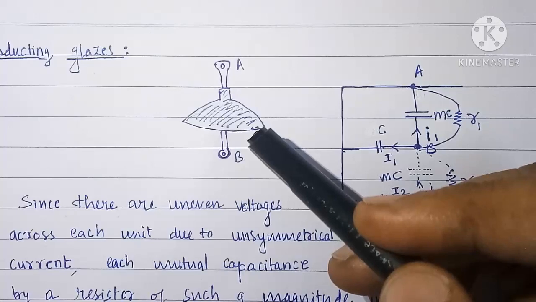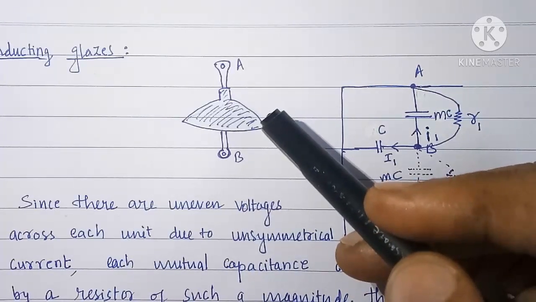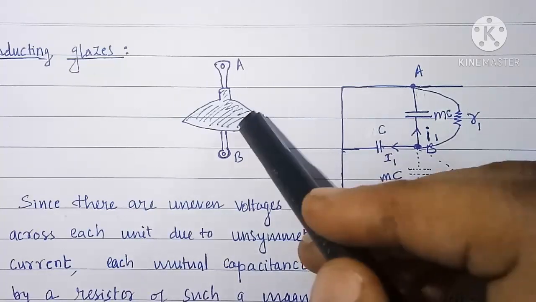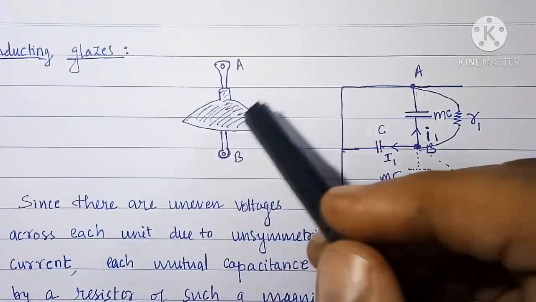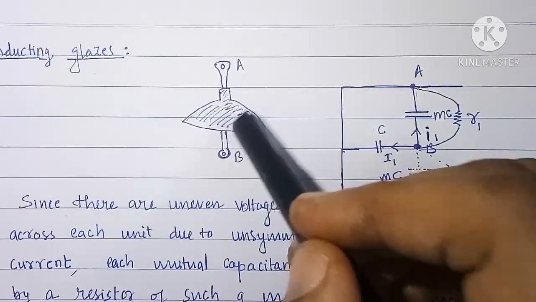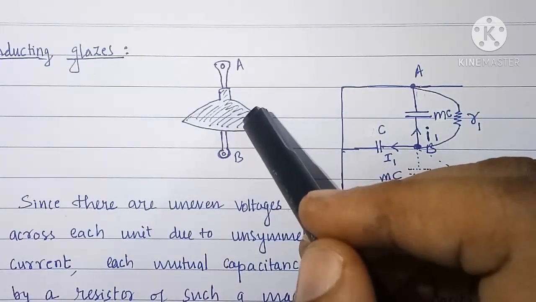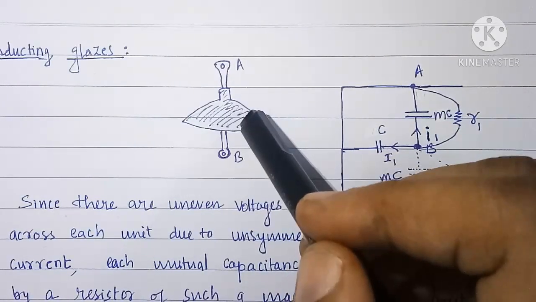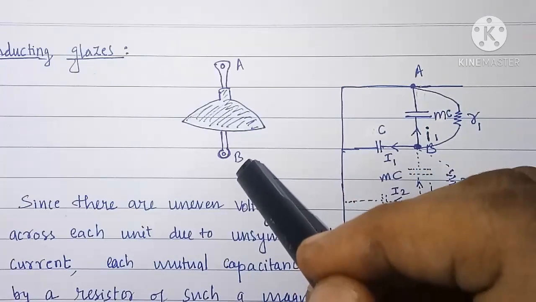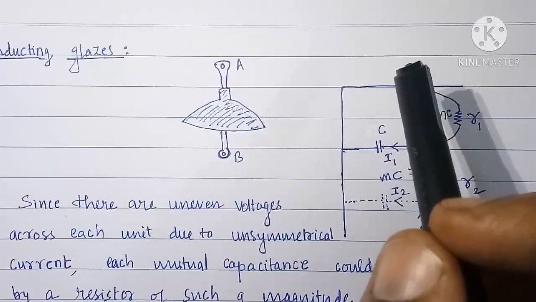But such a method is practically not possible because the permanent glaze cannot be provided. We may glaze, but after a few days or months or years of time, the glaze will not be there on the surface of the insulator. It will be peeled off.